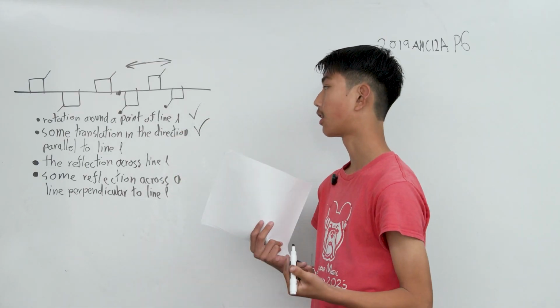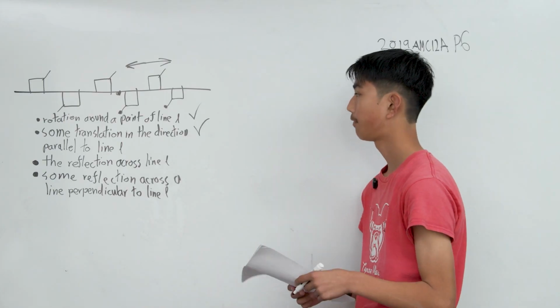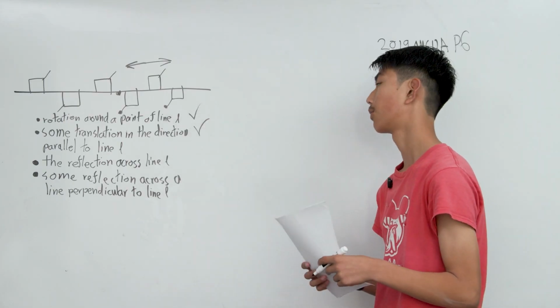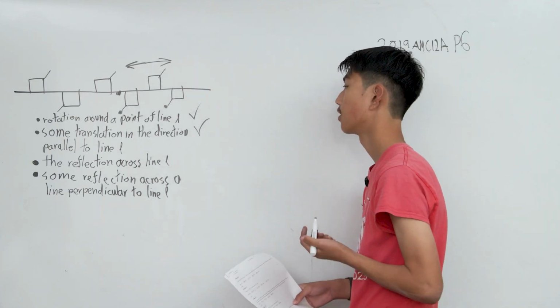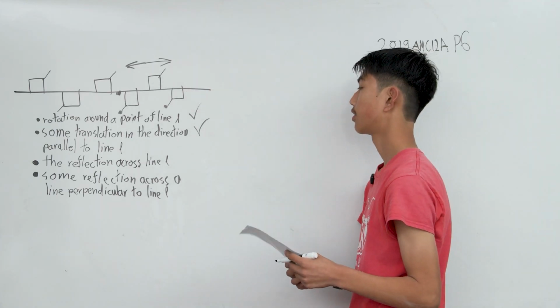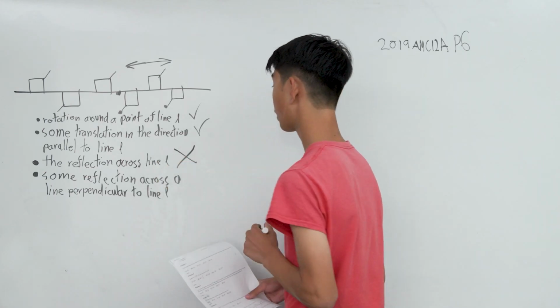And the reflection across line L. Well, if we reflect all these squares over line L, it would be offset, and these diagonal lines would be facing the incorrect direction, so this one does not work.